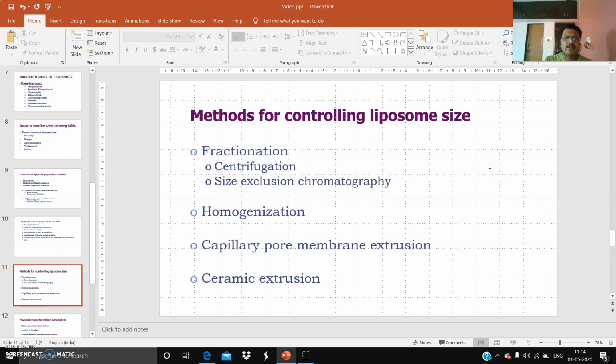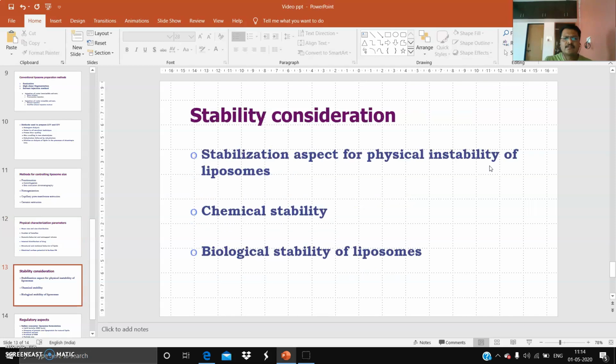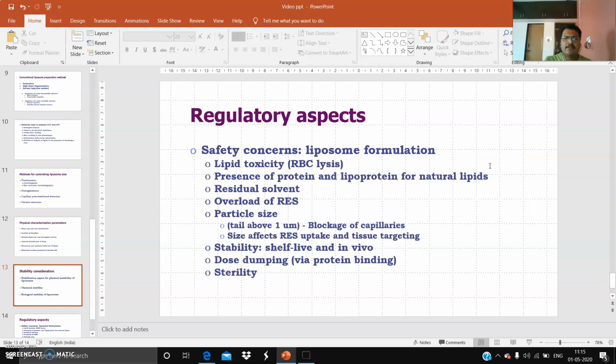Methods for controlling liposome size: fractionation, centrifugation, size exclusion chromatography, homogenization, capillary pore membrane extrusion, ceramic extrusion. Physical characterization parameters for preparation of nanoparticles: mean size, size distribution, number of lamellae, osmotic behavior and trapped volume, internal distribution of drug, structure and motion behavior of lipids, electrical surface potential and surface pH. Stability considerations for preparation of liposomes: stabilization aspects for physical instability of liposomes, chemical stability and biological stability of liposomes.